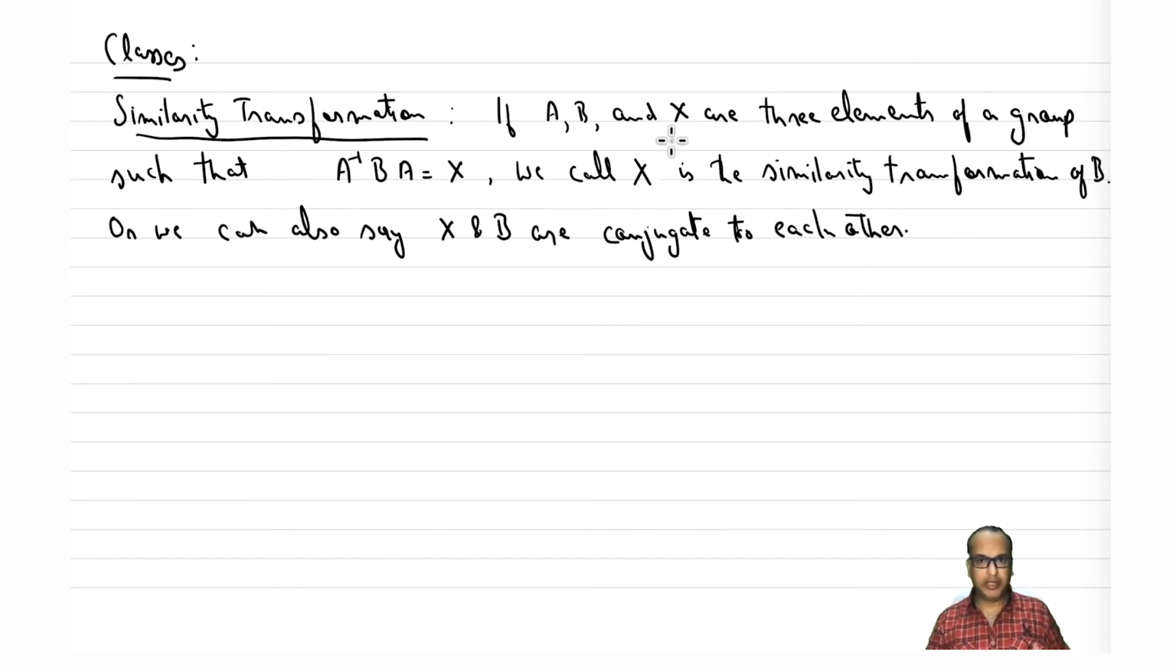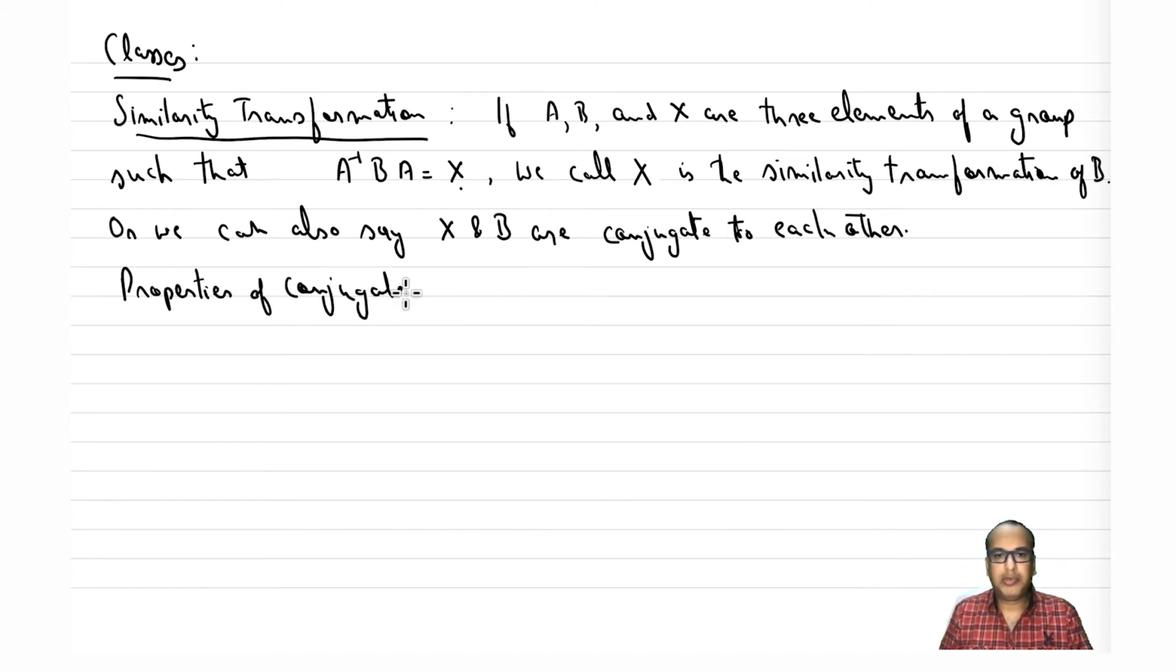So, similarity transformation: if A, B, and X are three elements such that A inverse B A is equal to X, then we call X the similarity transformation of B, or we say that X is the conjugate of B, and we will show that B will also be conjugate of X. Let's look at a few properties of conjugates under similarity transformations. So first property is every element is a conjugate with itself.